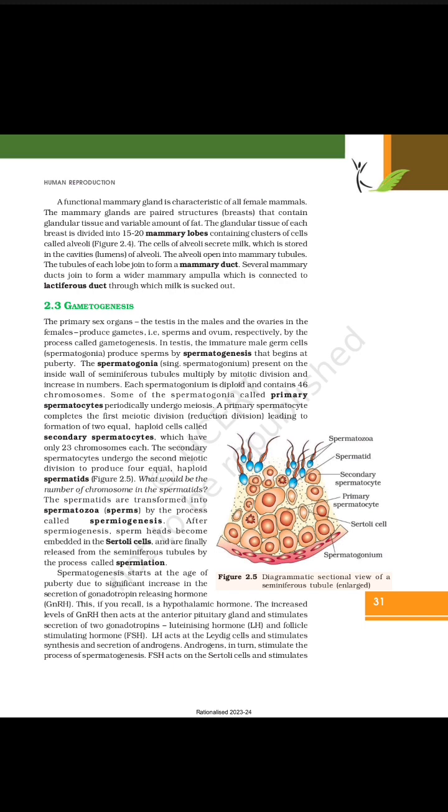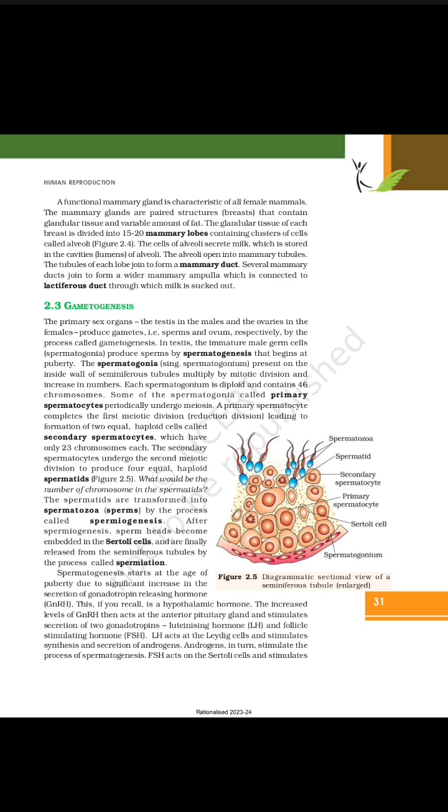A primary spermatocyte completes the first meiotic reduction division, leading to the formation of two equal haploid cells called secondary spermatocytes, which have only 23 chromosomes each. The secondary spermatocyte undergoes the second meiotic division to produce four equal haploid spermatids. What would be the number of chromosomes in the spermatids? The spermatids are transformed into spermatozoa, or sperms, by the process called spermiogenesis. After spermiogenesis, sperm heads become embedded in the Sertoli cells and are finally released from the seminiferous tubules by the process called spermiation.